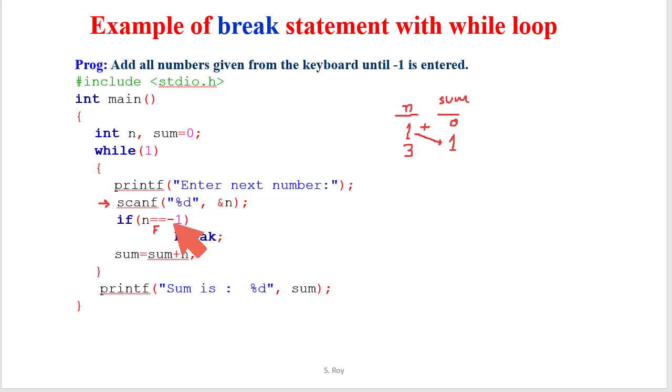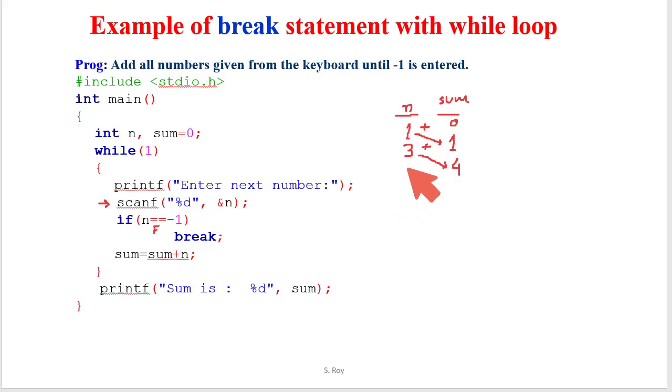Again, n is not equal to -1 because n is now 3. This break statement will not be executed. Again, the previous sum and the present value, that is n, will be added, and the result will be stored into the variable sum. Now this is 4. It will return back to check the while statement.